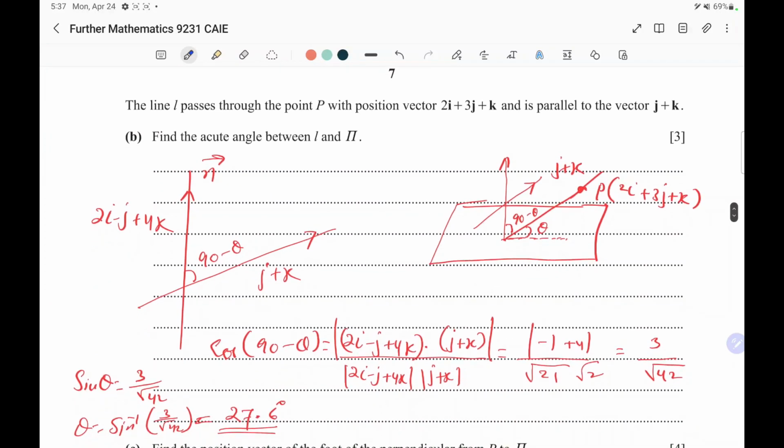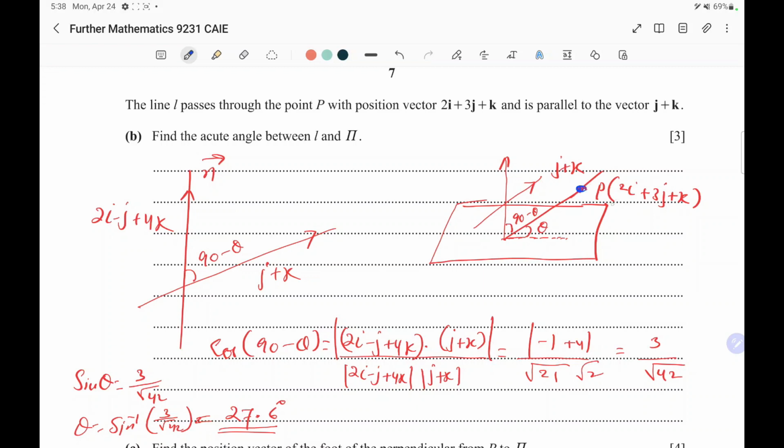The line L passes through the point P with position vector 2i plus 3j plus k and is parallel to the vector j plus k. Okay, the line L passes through the point P. Okay, this is the point P, 2i plus 3j plus k.